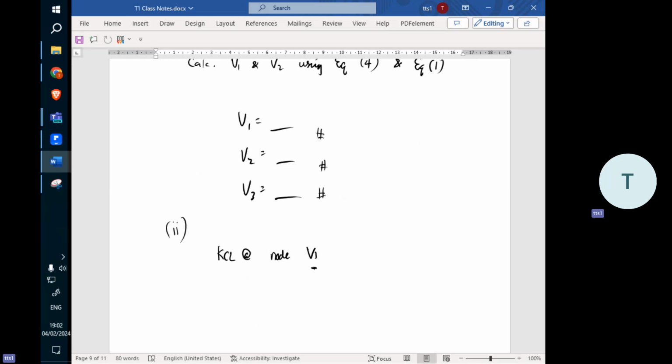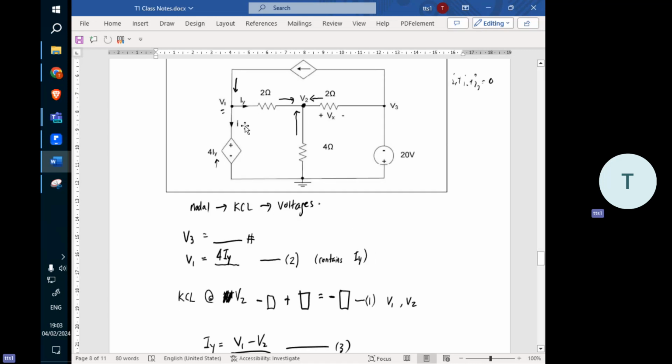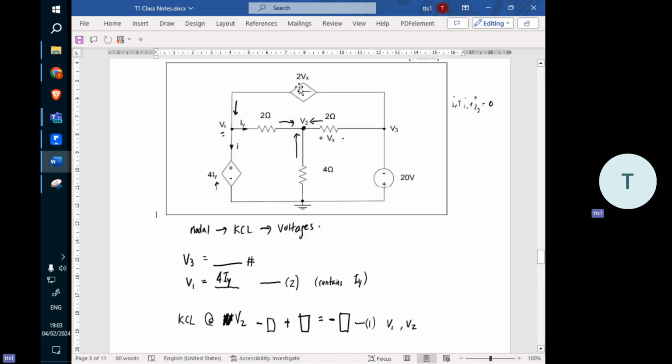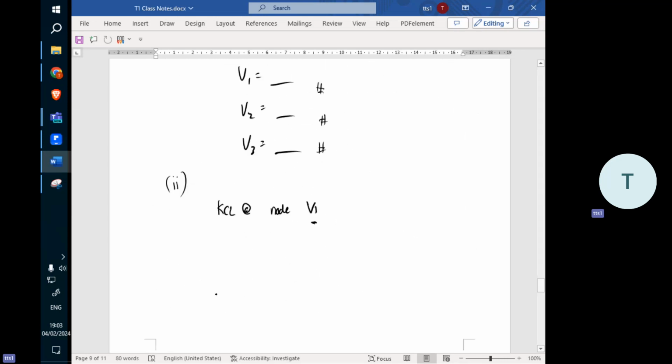Let me give some guideline. We have an I, right? With the I, with the IY, we have the 2Vx, right? We have IY, 2Vx into this node V1. So the equation should start with the I at least, plus something minus something equal to 0. I give you the first one, I give you the last one, so you figure out the in between.